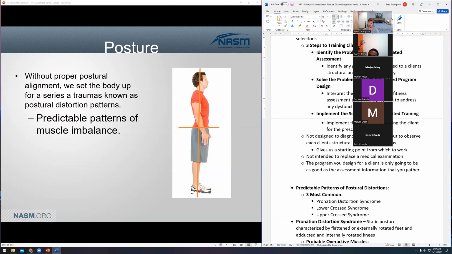So our next step, once we know what's going on with our client, they got an anterior tilt, they got a posterior tilt, they got knees caving in, they got shoulder rounding, whatever it happens to be. Well, now we just need to solve that problem. We need to write a program that's going to address that, right? And when I say solve, you might think the problem's gone. I actually don't mean it that way.